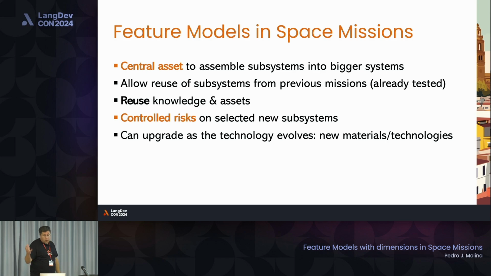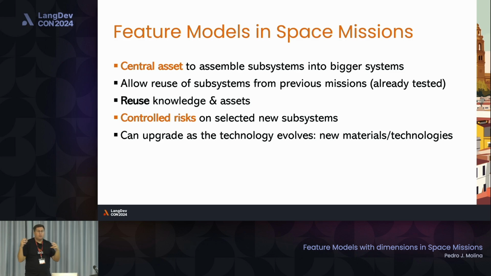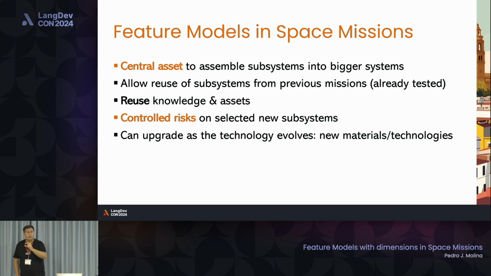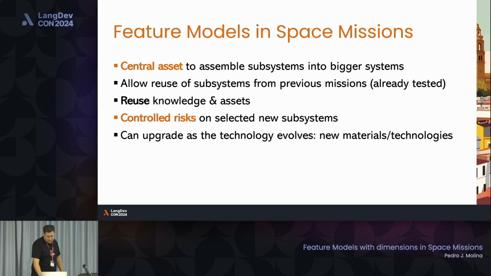Traditionally, feature models are used a lot in space missions. It is a central asset because you can assemble subsystems into bigger systems with parts that are already tested from previous missions. So you can reuse a lot of assets and reduce cost and time because you already have an asset that is certified to fly, right? So it is an important part for reuse here, right? And you can control the risk. If you are going to change some part for a new technology, you can control how many bets or risks you want to take with new things.